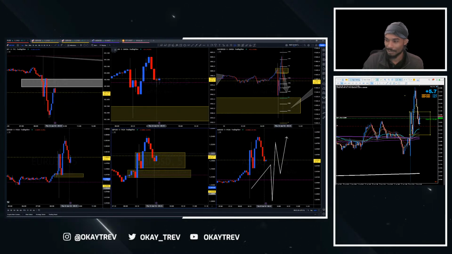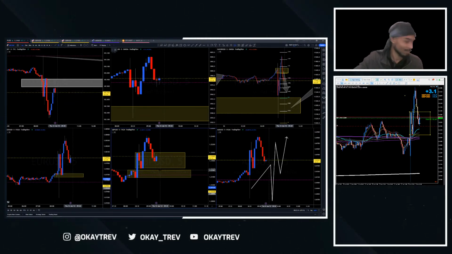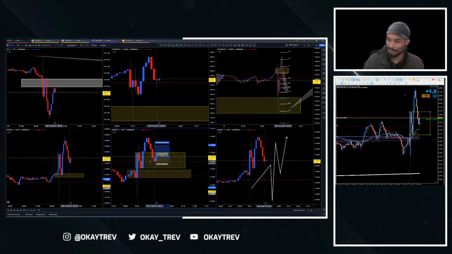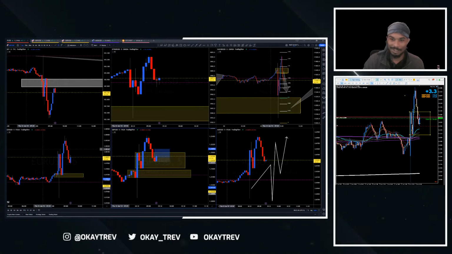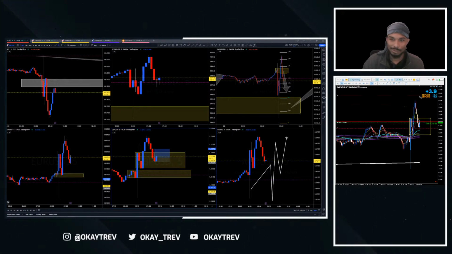But I bought, you see this blue candle breaking the inner structure of this red candle? That's where I bought, and my stop loss is right here. And I'm going for a 2-to-1, meaning I'm trying to gain twice as much as I'm risking.